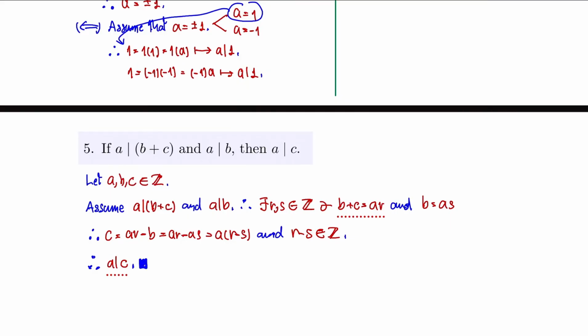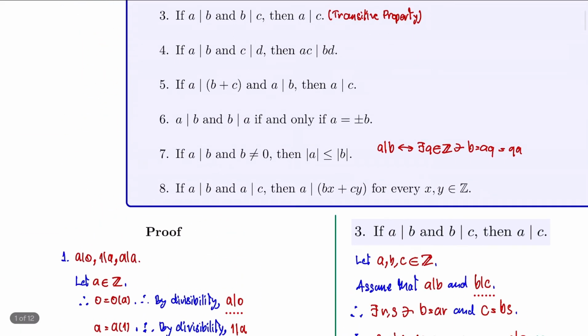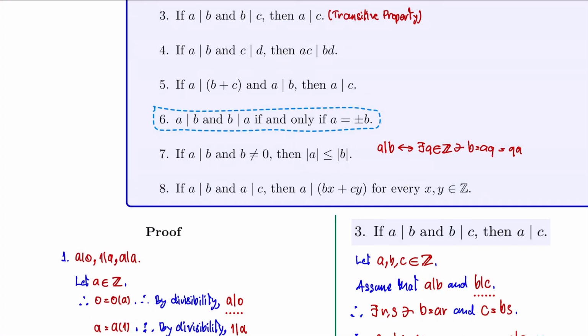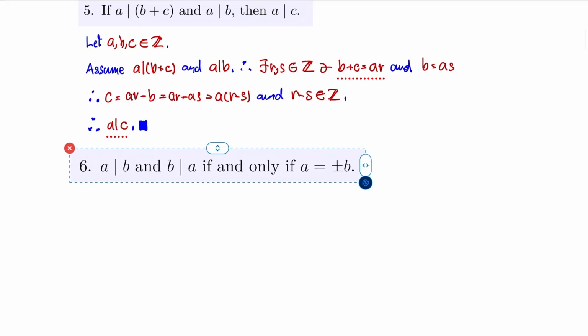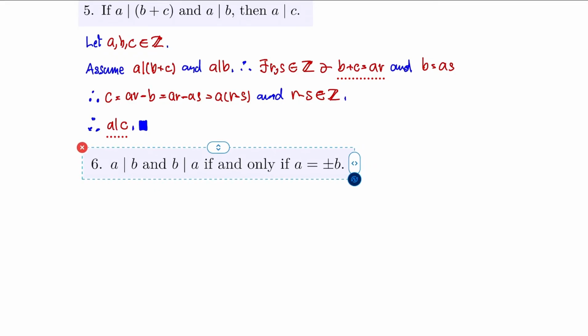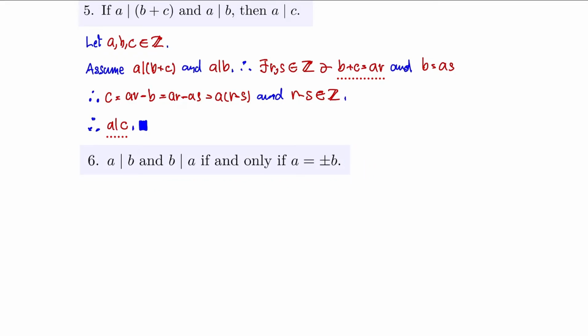So A divides C. That's what we have. Now let's go to the sixth property. A divides B and B divides A if and only if A equals B or minus B. So let's start by assuming this one and prove that A equals B or minus B.